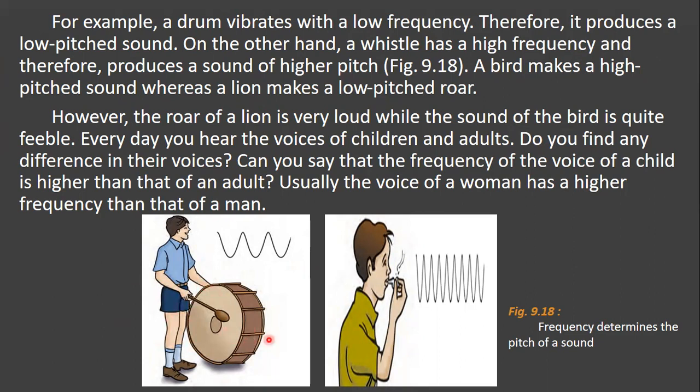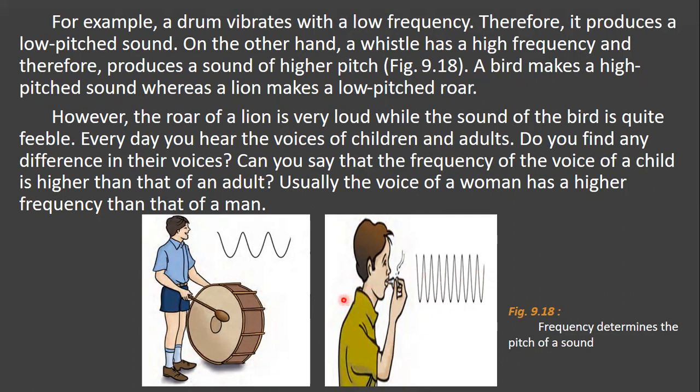Here one boy is striking the drum, and another boy is producing the sound using the whistle. See, the drum vibrates with a low frequency and therefore it produces a low pitched sound. On the other hand, the whistle has a higher frequency and therefore it produces a higher pitch.